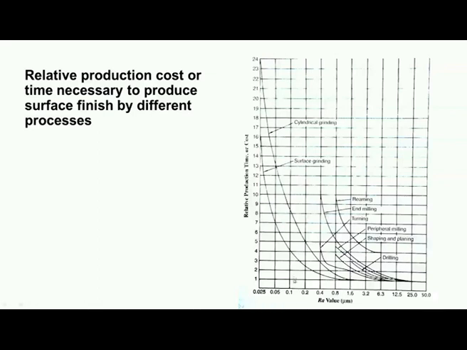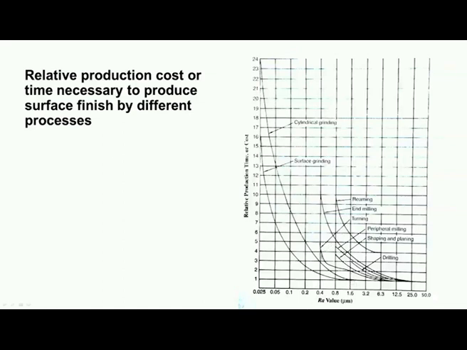Now we can understand that whenever we want very fine surfaces, naturally we go for grinding and then polishing operations. Here we have cylindrical grinding and surface grinding, which are able to give very fine surfaces with surface finish of less than 0.4 micrometer Ra. So naturally the production time is more and production cost is more compared to the other processes.